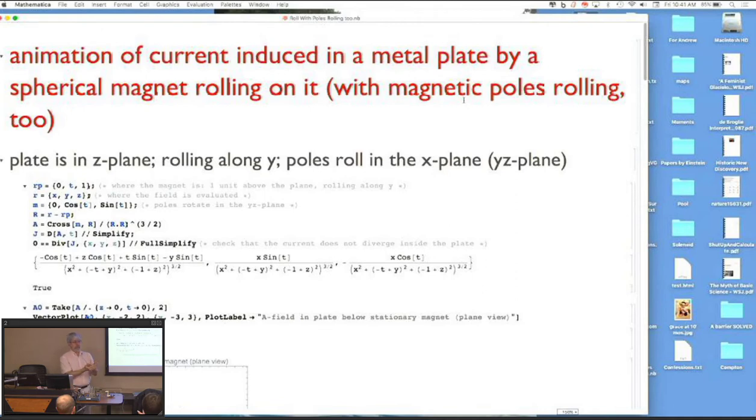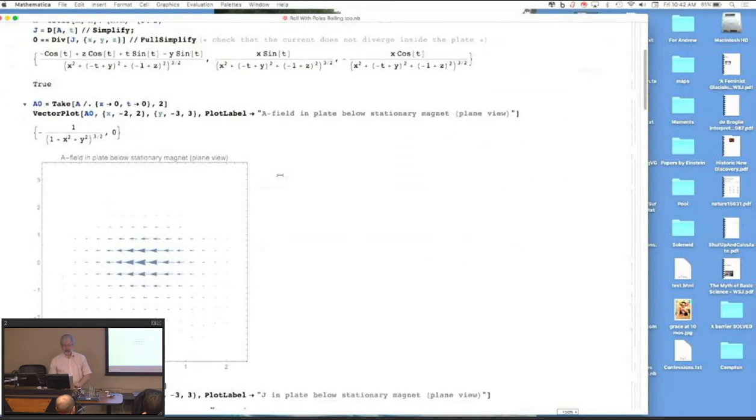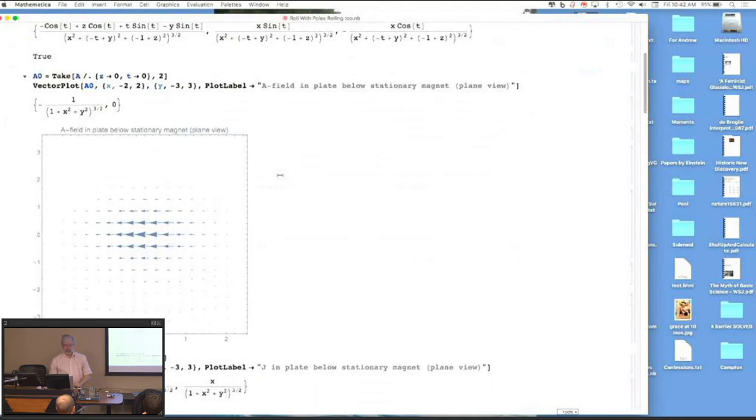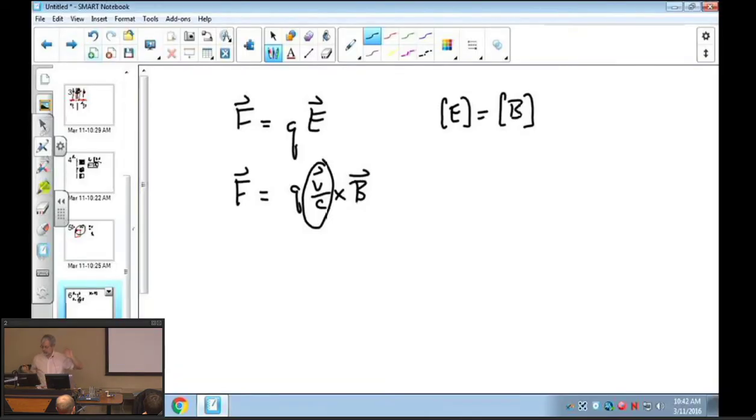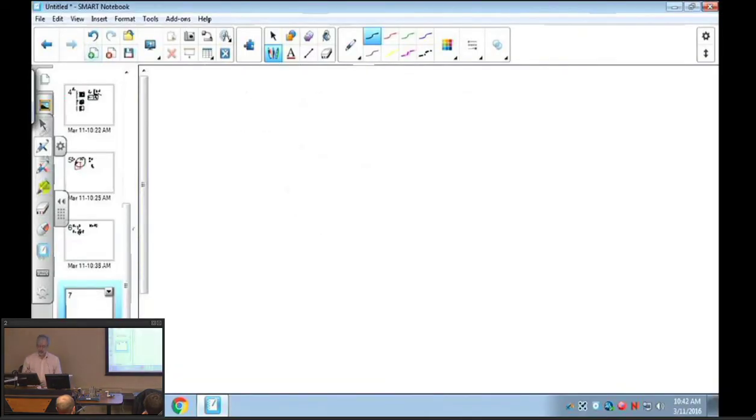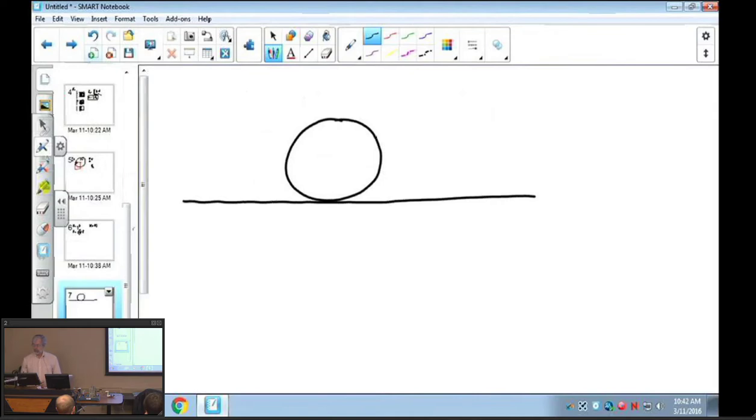Now the magnet we can think of as a primary current loop, and then it's put near a metal surface. So I went through the exercise of looking at this. Let me back up and show you the geometry here. So I'm going to put a magnetic sphere on a metal plate.